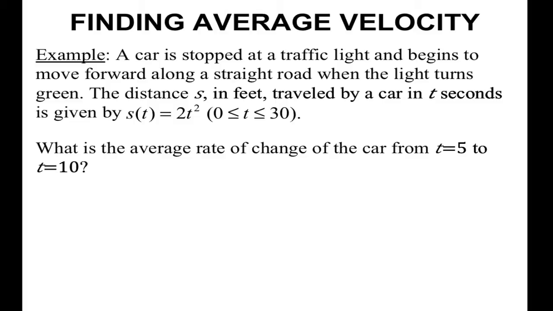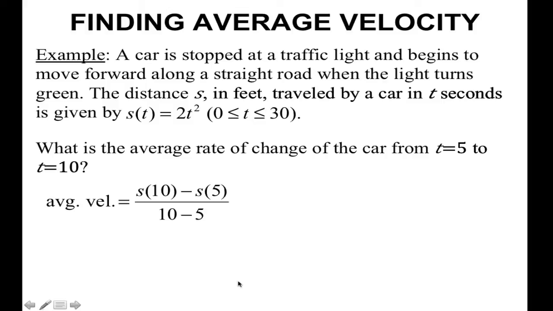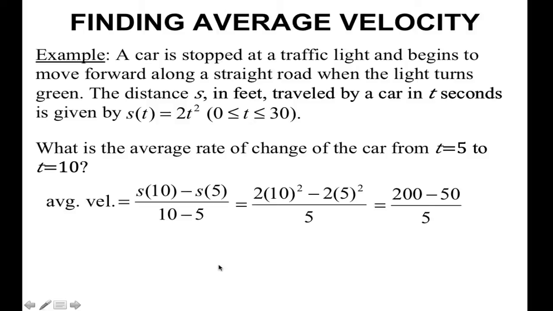So we want to know what is the average rate of change of the car from t equals 5 to t equals 10. Well, we know that average velocity is given by the change in distance over the change in time. So to get the change in distance, we have to find out the actual distance at 10 seconds and at 5 seconds by plugging in 10 and 5 into our 2t squared equation. So by doing that, we eventually will get 30, but don't forget that you do need to include units, so it's actually 30 feet per second.